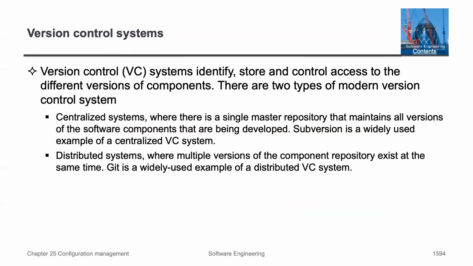Version control systems identify, store, and control access to the different versions of the components. There are two types of modern version control systems: centralized systems where there's a single master repository, and distributed systems where there are multiple versions of the component repositories at the same time. Git is a widely used example of a distributed version control system.